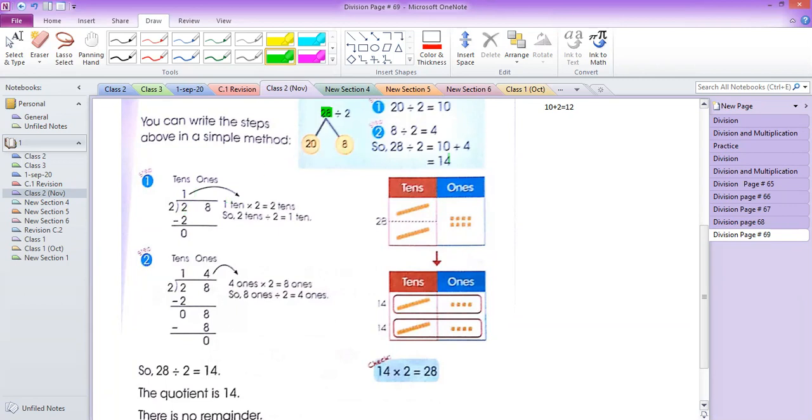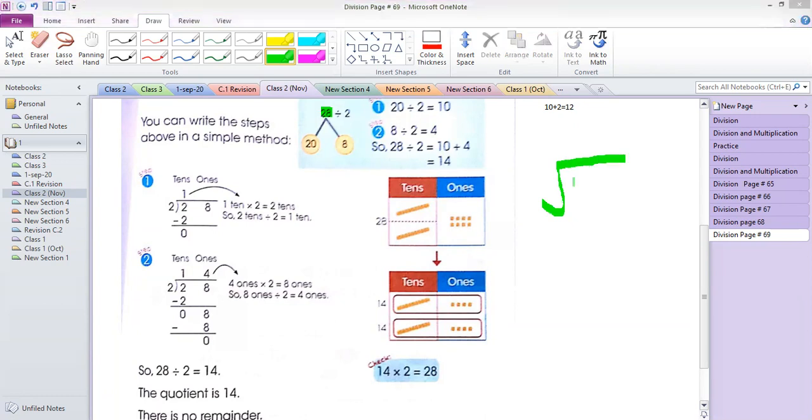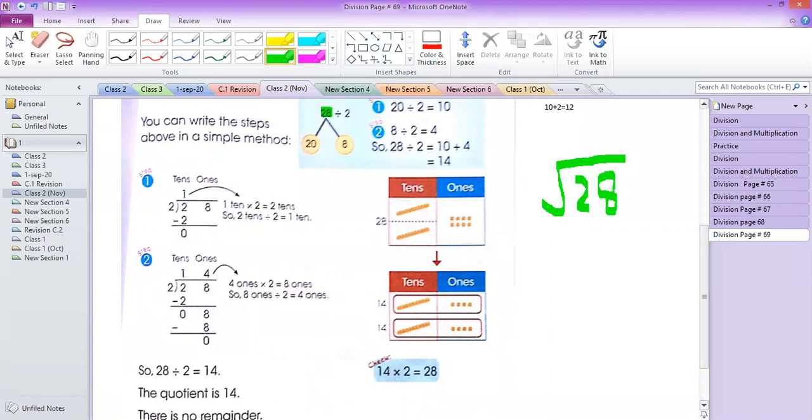In long division, first you should know the symbol of division. This is the symbol of division, like this. You always have to write the dividend inside. Like you are dividing 28 by 2 here, so you write the dividend inside here. And you always write the divisor outside, like this. You are dividing 28 by 2, so you write 2 outside.